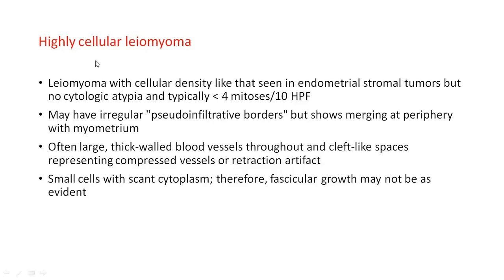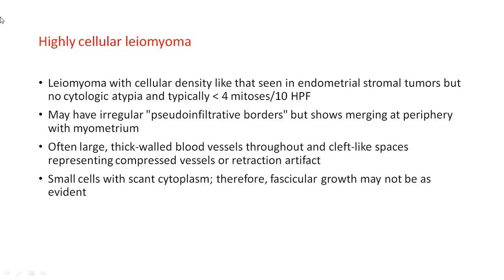Focusing on the highly cellular leiomyoma, by definition, it has a high cellular density which possesses no cytological atypia, and if there is mitosis, it should be less than 10 mitoses per 10 high power fields. They may have irregular pseudo-infiltrative borders, but they commonly show a margin, which means we can have a conventional leiomyoma in one portion, and then a highly cellular leiomyoma next to it. So we can make a clear distinction.